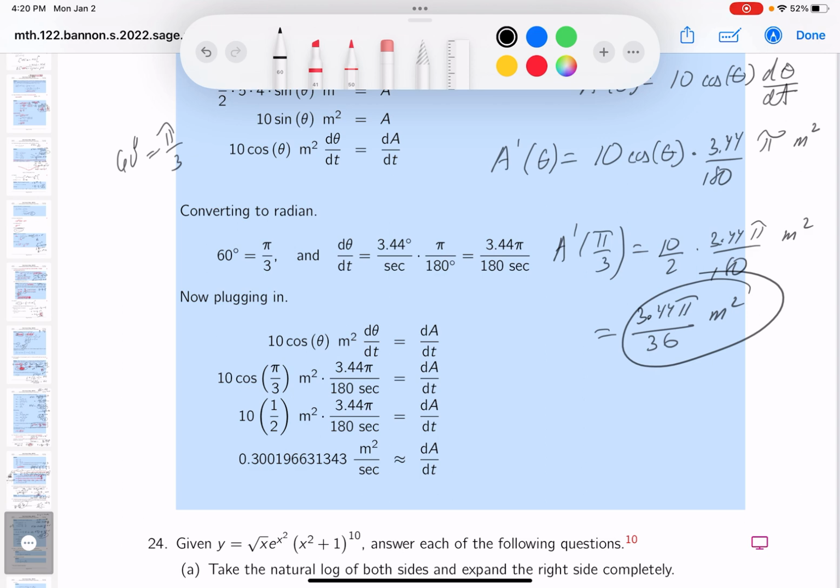Again, they approximated it, but I do see, I'll put on what I'm seeing over here. I'm seeing the 10 halves. I'm definitely seeing the meters squared. I'm seeing the 3.44 pi over 180. You know what? I forgot to write another thing. I'm sorry about that. It's increasing with a unit of time as well, and that would be seconds. I forgot to write that down. All right. Thank you. That's about it.